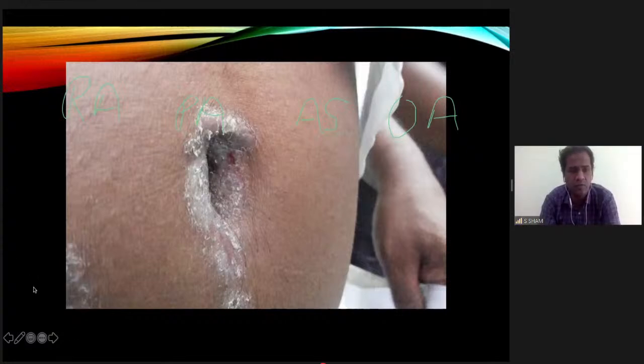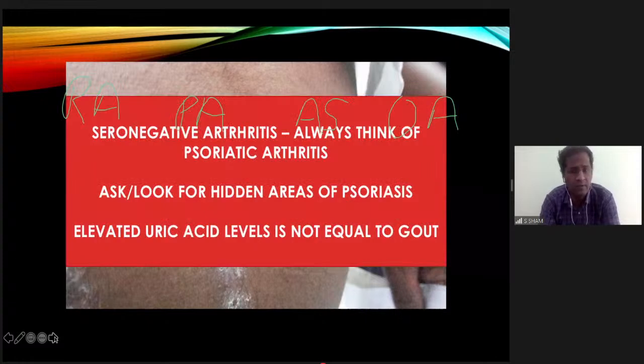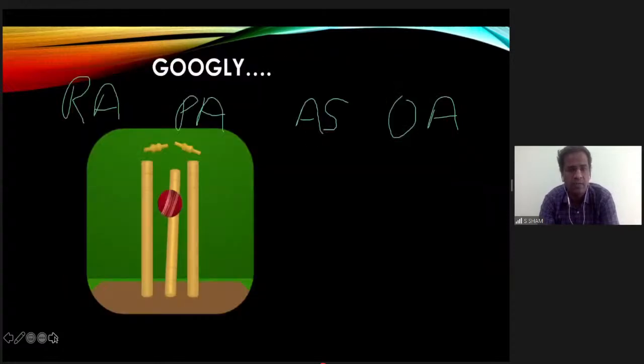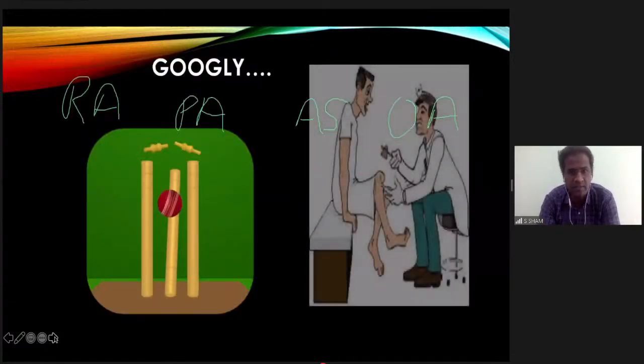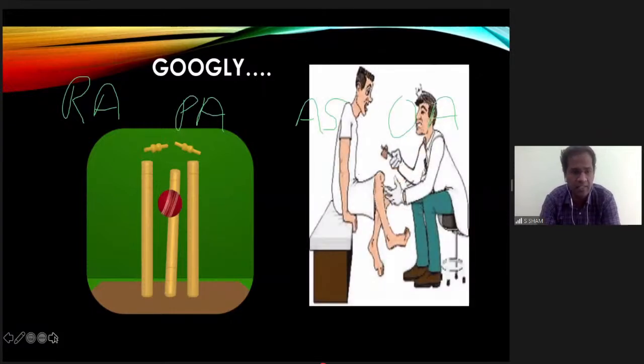So always look for hidden areas of psoriasis in any patient, particularly patients with inflammatory arthritis who are negative for rheumatoid factor and anti-CCP, because patients may not think this might be related to their joint symptoms. So seronegative, always think of psoriatic arthritis. Ask or look for hidden areas of psoriasis. Another take-home message is elevated uric acid levels doesn't mean it's always gout. It can come in patients with psoriatic arthritis. It can be seen in a patient with simple metabolic syndrome. Many of these patients have a lot of comorbidities. Sometimes in rheumatology, of course, in medicine, we always have the unexpected things. So we should also be prepared for that, not just the common things.